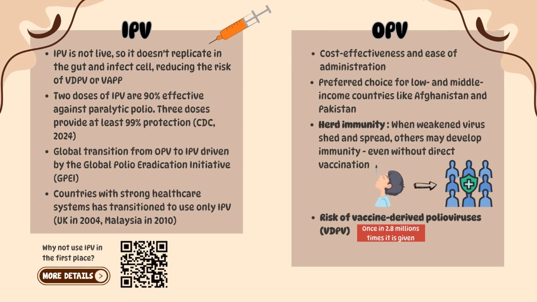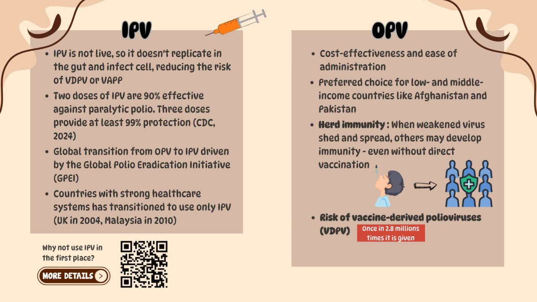Its cost effectiveness and ease of administration, with no need for sterile needles, just drops, made it a preferred choice for low and middle income countries. For several weeks after vaccination, the virus replicates in the intestine, is excreted, and can be spread to others in close contact. This means that immunization with OPV can result in passive immunization of people who have not been vaccinated. This we call herd immunity.